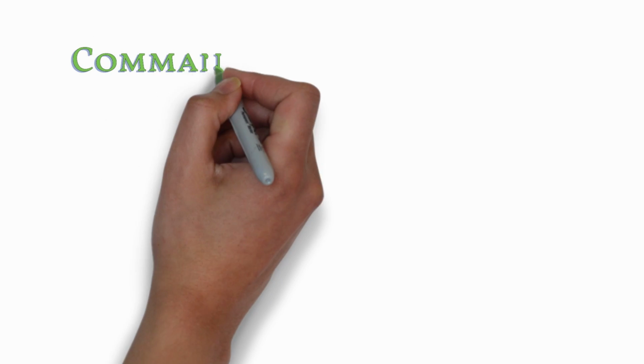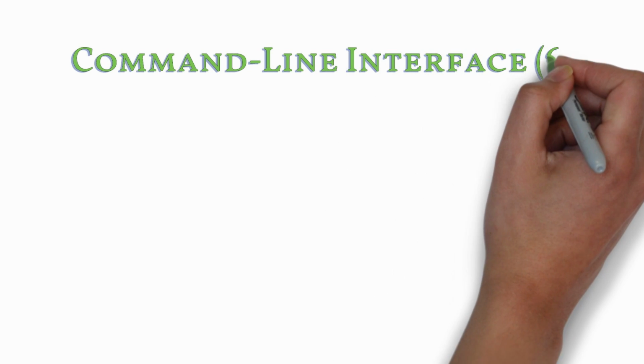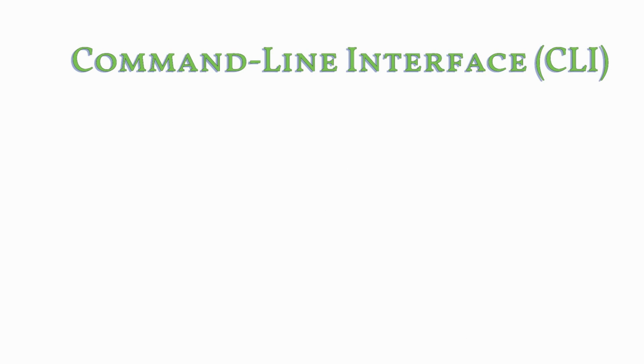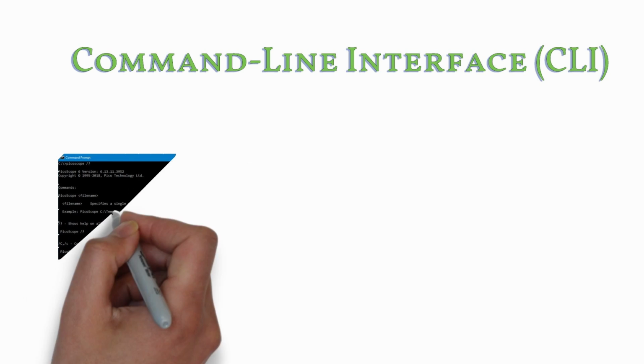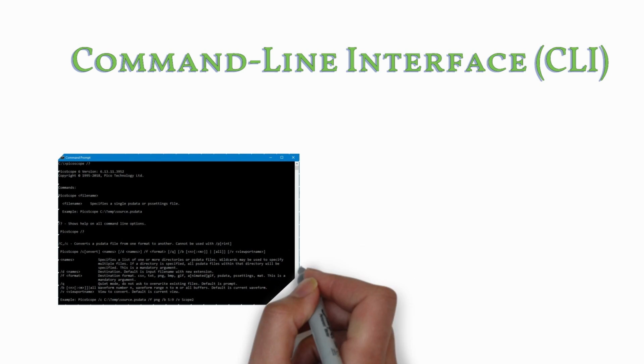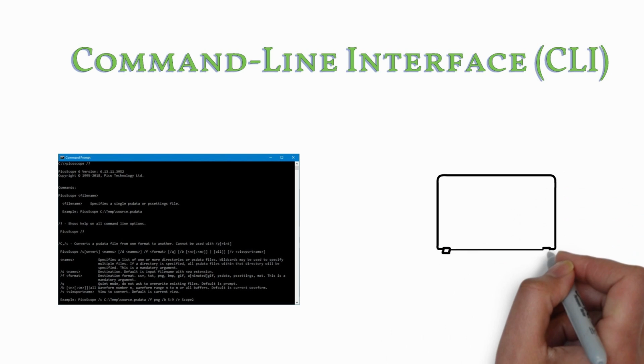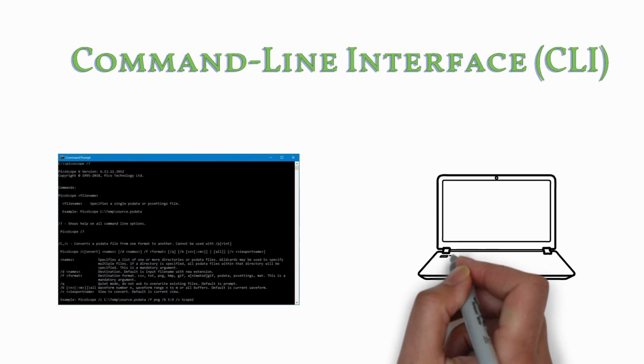Nowadays, the most basic environment that you can use to build code is the command line interface. The command line interface, or CLI, is a text-based user interface, or UI, used to run programs, manage computer files, and interact with the computer.